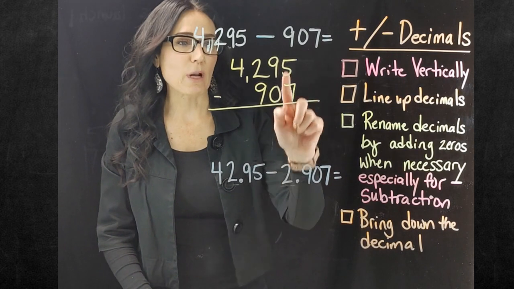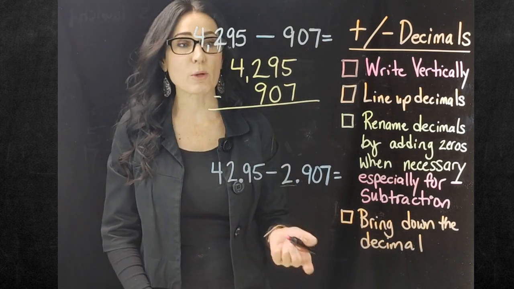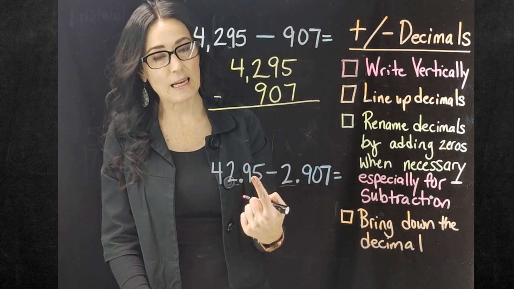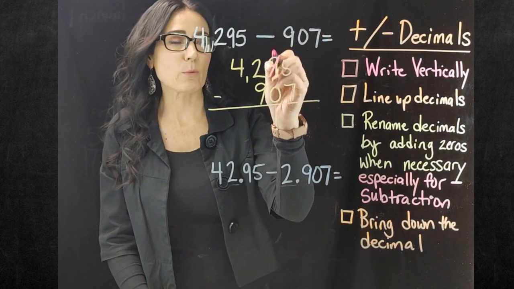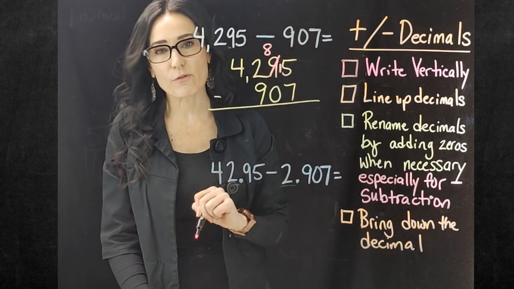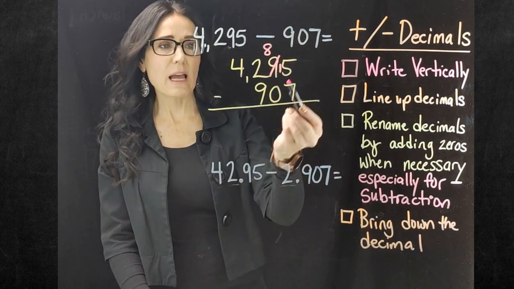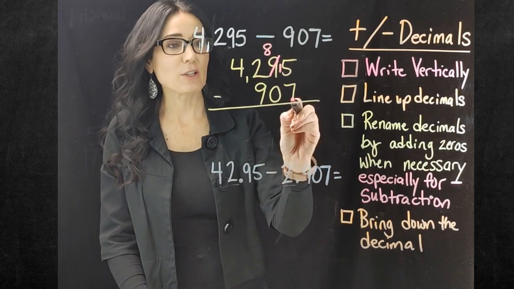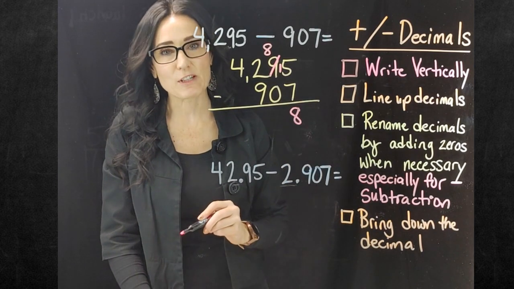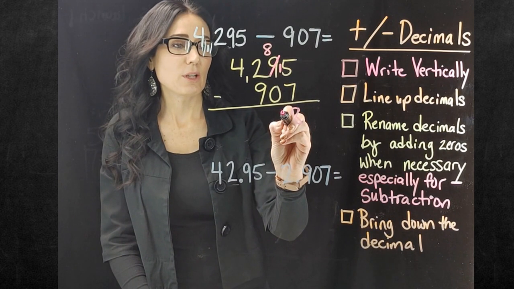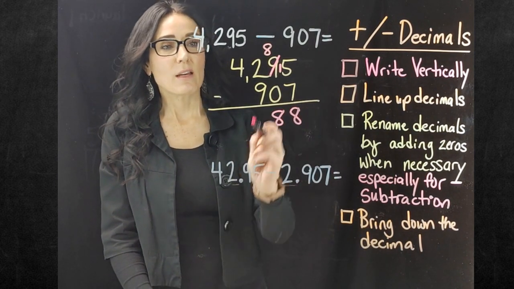We know we can't subtract 7 ones from 5 ones, so we are going to have to ungroup our 90 and change it to an 80. So we're going to ungroup our 90, change it to an 80, and bring the 10 over here in the form of a 1. So now we have 15 minus 7, which is 8. And we have 8 minus 0, which is going to be 8.